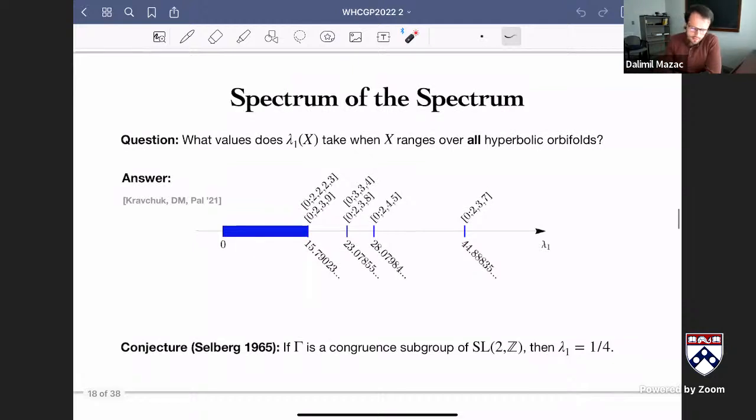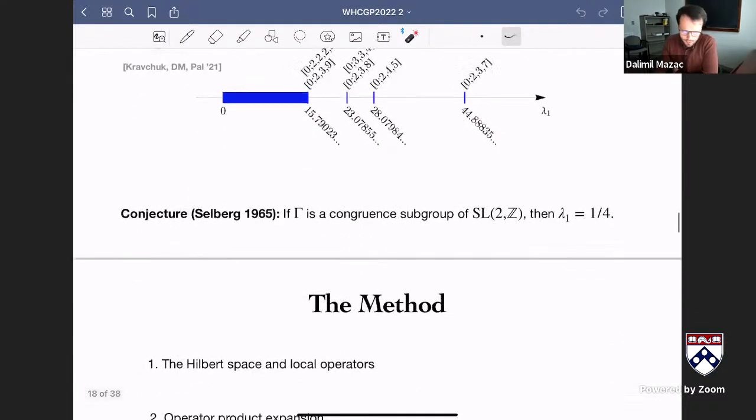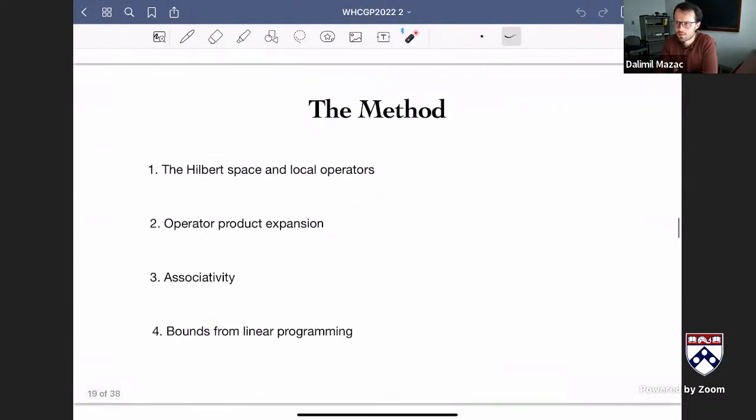And to motivate it, one can state the famous conjecture of Selberg. I mean, to motivate asking this question, which is basically a conjecture about what this picture would be if we only look at congruence subgroups of SL2Z. In that case, the conjecture is that lambda 1 is always a quarter. So this picture, if you restrict X to be a congruence orbifold, would be a single isolated point at 1/4. Okay, so that's the statement of results.